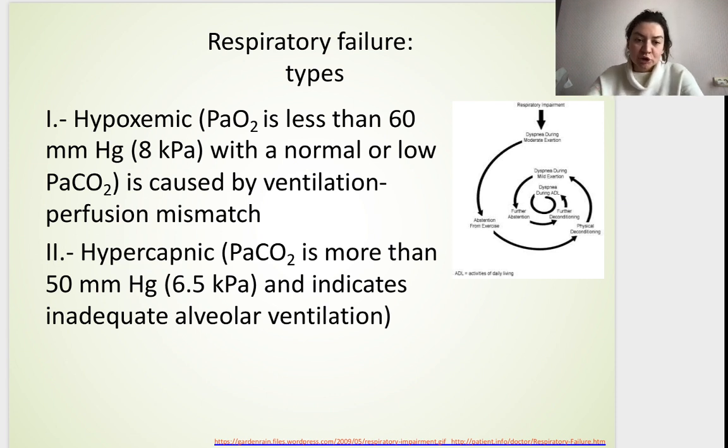It is the opposite situation, when the partial pressure of oxygen is normal, but the pressure of carbon dioxide is more than 50 mmHg or 6.5 kilopascals, and indicates inadequate alveolar ventilation.